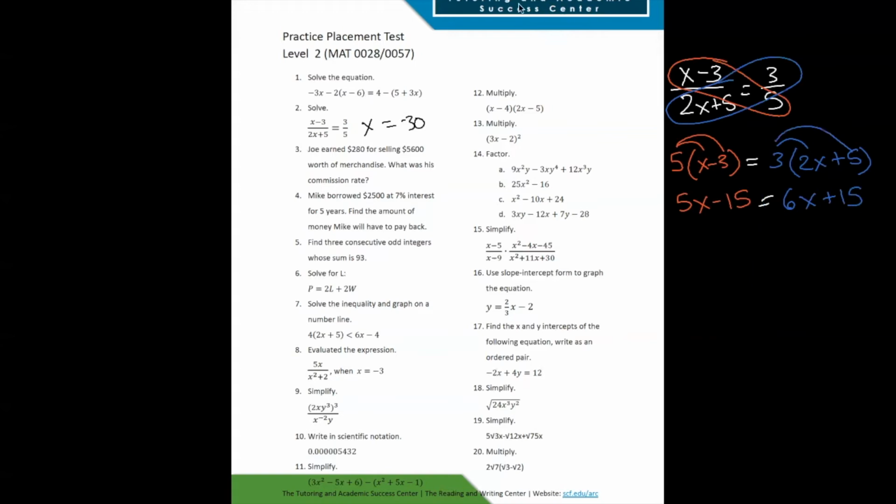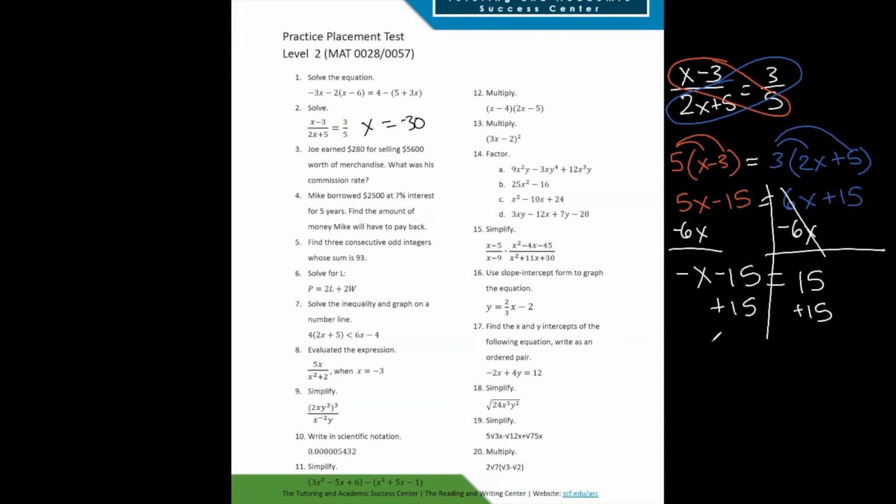Oh, I'm actually going to make that white. So from here, I'm going to draw my line down the middle. And again, my goal is to get the x values on one side and the numbers on the other. I'm going to subtract 6x from both sides, which will give me negative 1x minus 15 equals, my 6x's cancel, 15. Then I'm going to add 15 to both sides. And I'm going to get negative x equals 30.